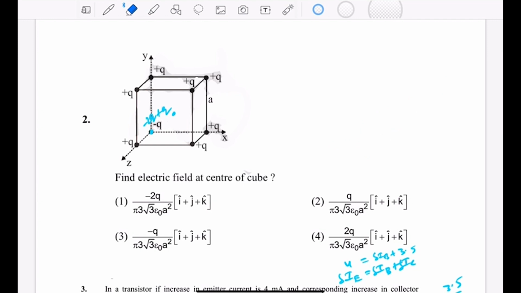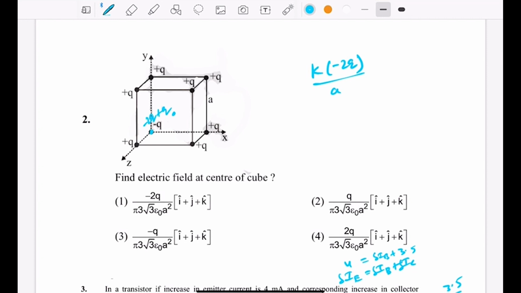So I can take that minus q as minus 2q plus q. Due to plus q, the net electric field will be 0. Only due to minus q, there is an electric field. So minus 2q charge is there, and due to that, it will be k into minus 2q by r square, or r cube into r bar. So r cube will be a by... so side is a. Okay.